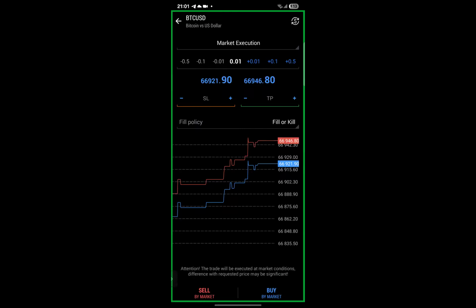Leaving the lot size section here, you can see this 66,921 points. That's actually where the market currently is. One is the bid price, one is the ask price, but I'm not going to go into that one. All right. Beneath that one is your SL. Can you see SL here? All right. And TP.